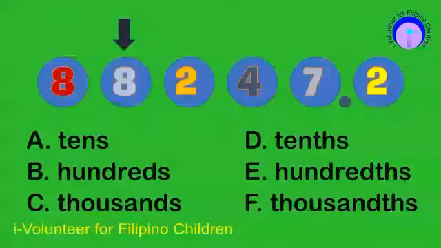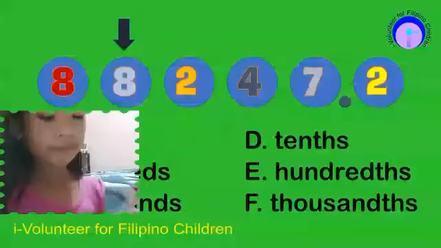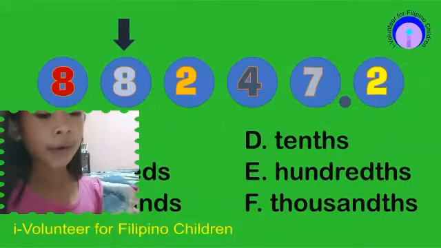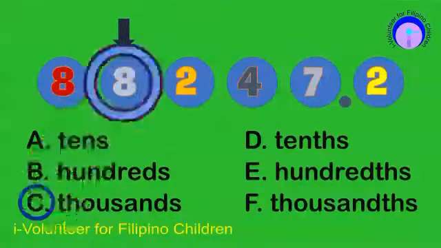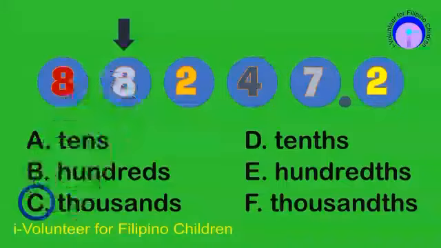What is the place value of the digit 8? 8 is C. Thousands. That's correct. Digit 8 is in the thousands place.